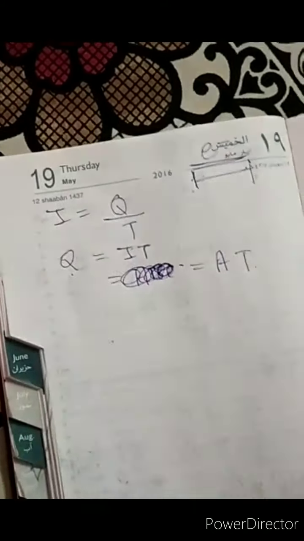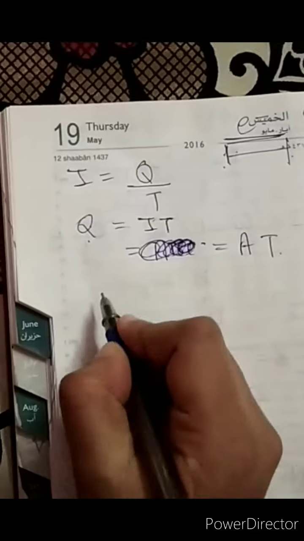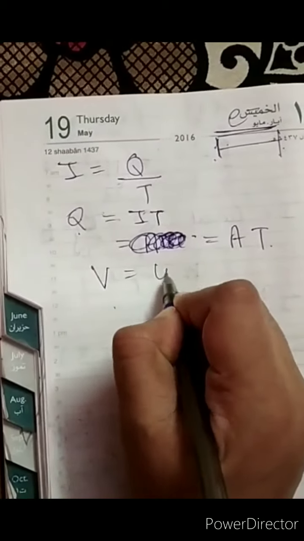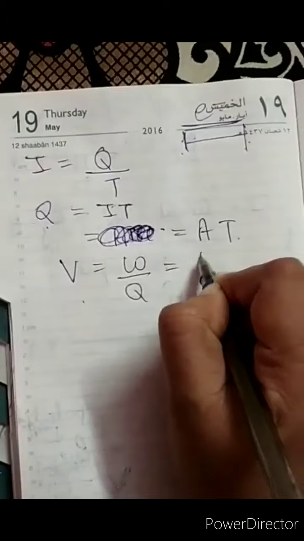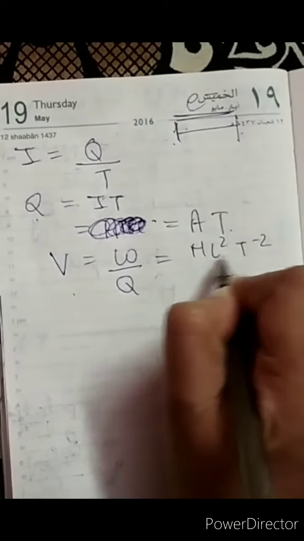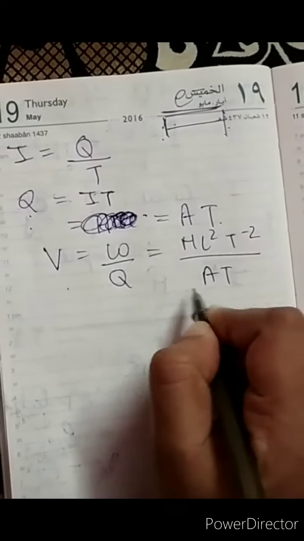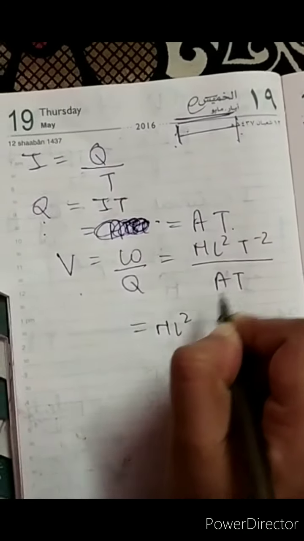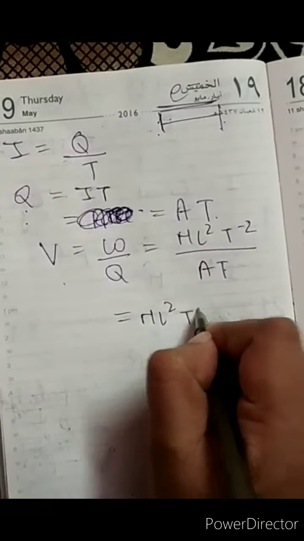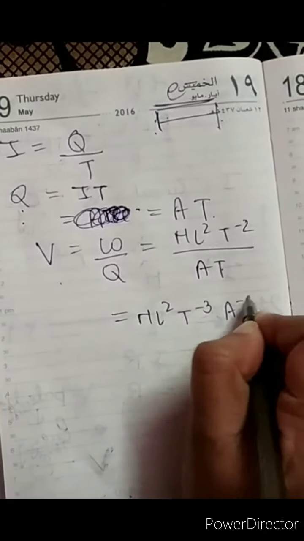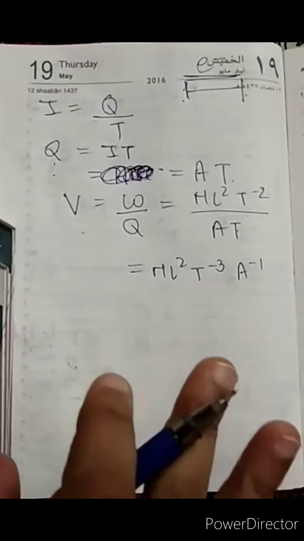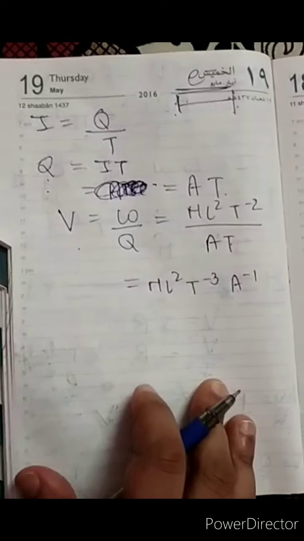What is potential difference? Potential difference is equal to work done per unit charge. So work done is ML²T⁻² divided by Q. Can I write Q as AT? So ML²T⁻², this T when it goes up will give you T⁻³, and this charge will give you A⁻¹. Correct?